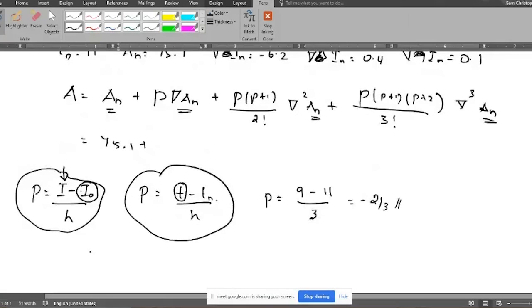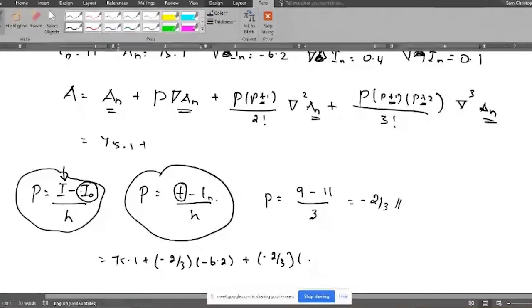Now just substituting this: 75.1 plus minus 2 by 3 into gradient an. Gradient an value is minus 6.2, plus minus 2 by 3 into minus 2 by 3 plus 1. Again, another difference in the formula. It is p plus 1 here, not p minus 1. This is the difference between Newton forward and Newton backward. In the formula it is all plus instead of minus.